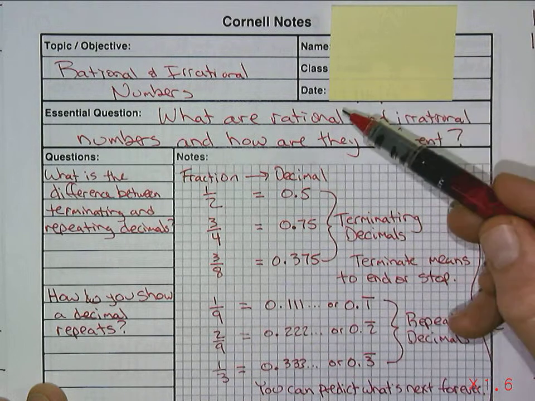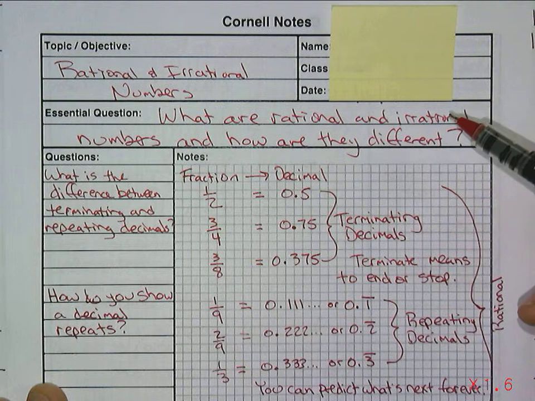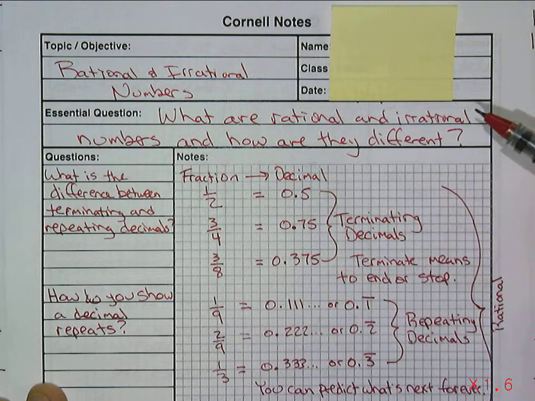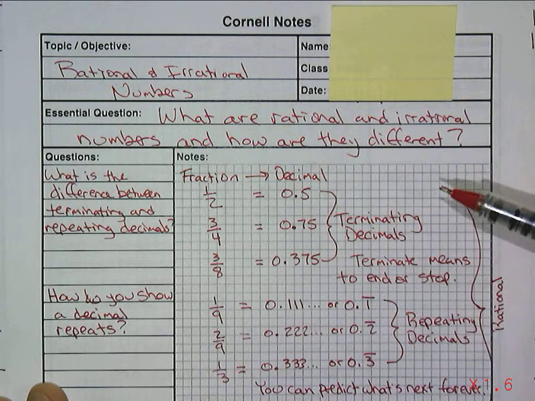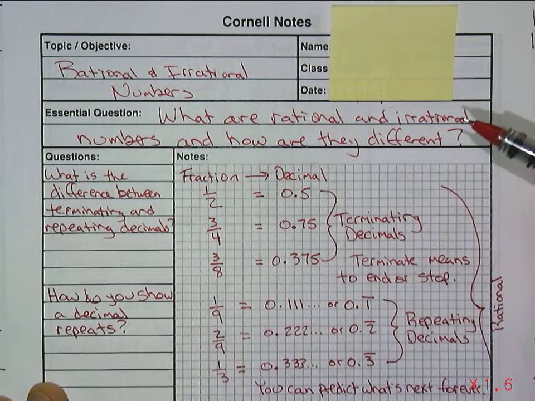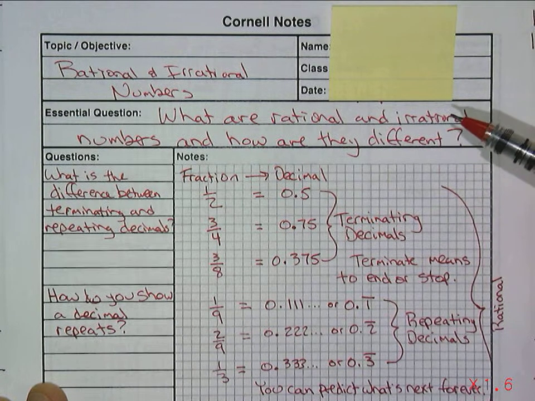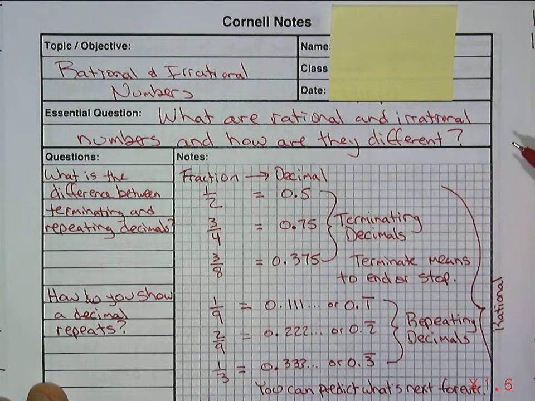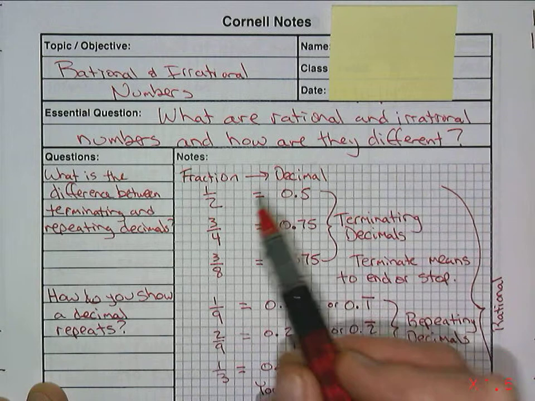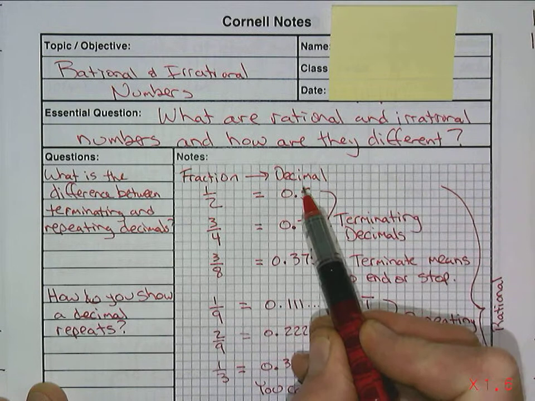When we look at a rational number or an irrational number, what do we mean by those terms? I have some notes on the page that I'm going to go through briefly to give you an overview of what the difference between a rational number and an irrational number is. I've started on my page with changing some fractions into decimals.